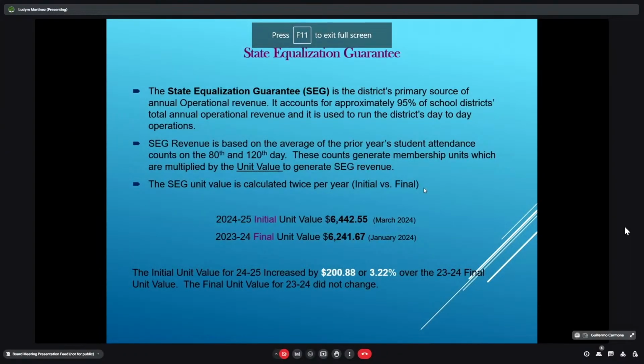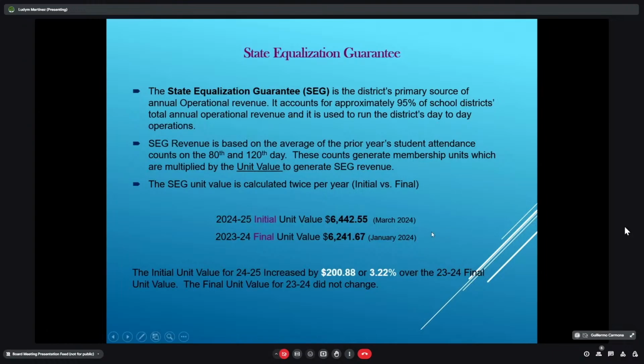So again, the state equalization guarantee provides the district's primary source of revenue, with it being about 95%. Again, the SEG is what drives, so we have a student attendance, and it's based on the average of the 80th and 120th. And then whatever units are generated in the SEG, you multiply times the unit value, and that's how we arrive at our SEG dollars.